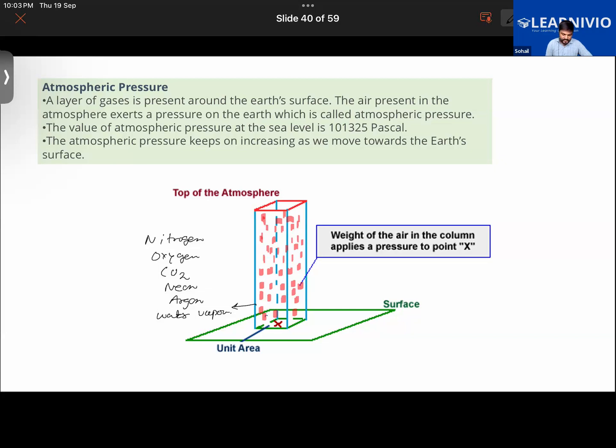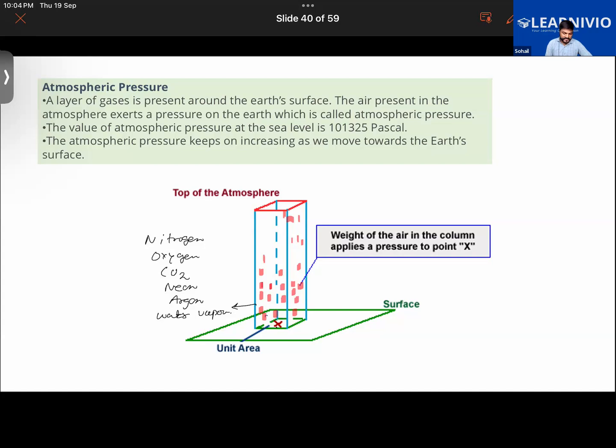Okay. So as we go closer towards the surface of the earth, the density of the molecules actually increases. In the higher altitude, there are fewer air molecules, but when we go close to the surface of the earth, the number of air molecules increases. So thereby the pressure will increase here.